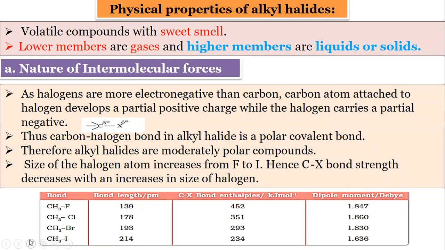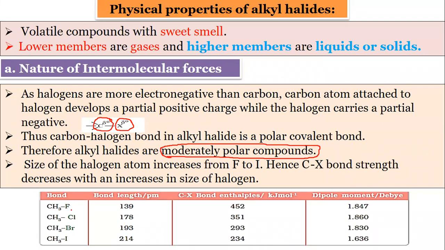I will also show with the help of this highlighter. We can see X has the delta minus charge and this carbon has the delta plus charge. So the bond becomes polar. This C-X bond becomes polar. So the alkyl halides are moderately polar in nature. Remember, moderately means these are not completely polar, but slightly polar compounds.